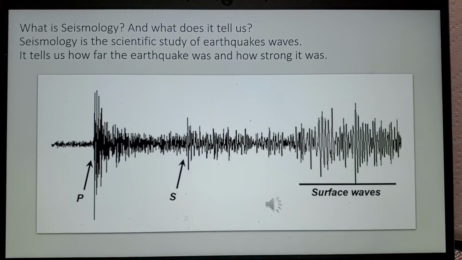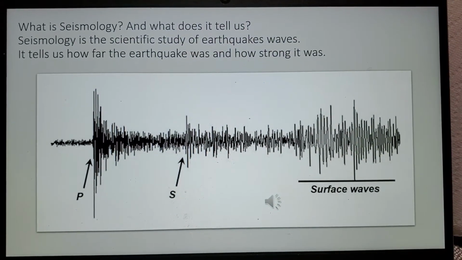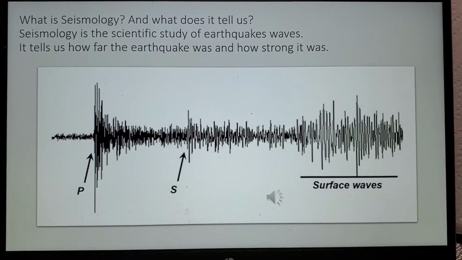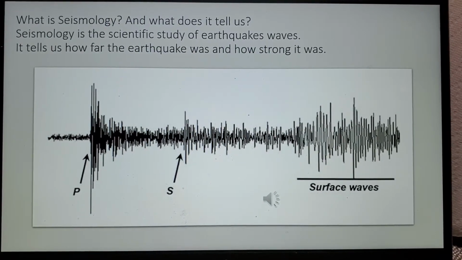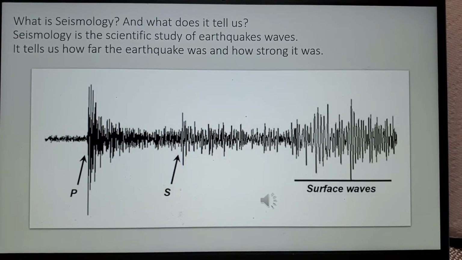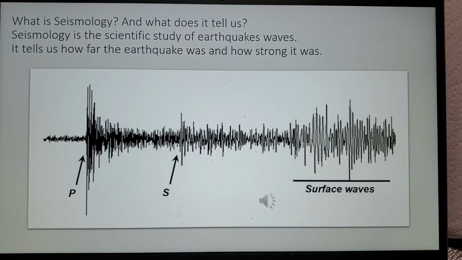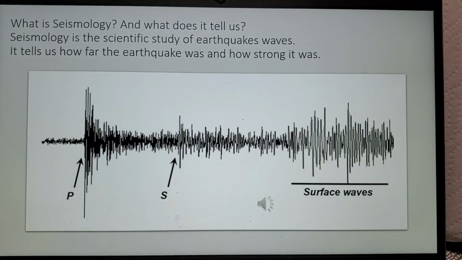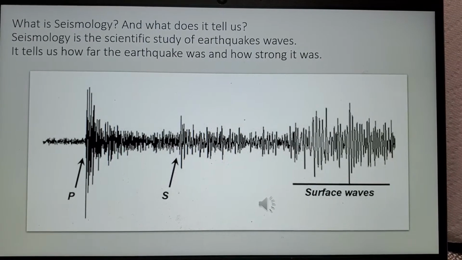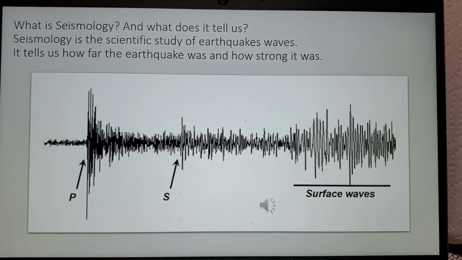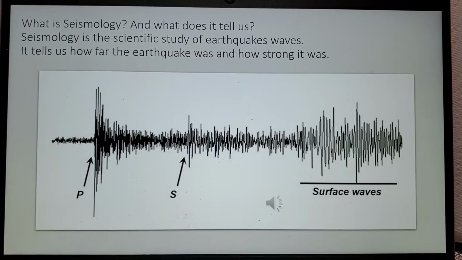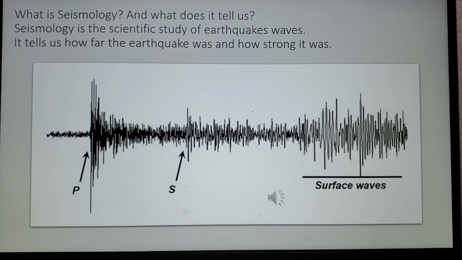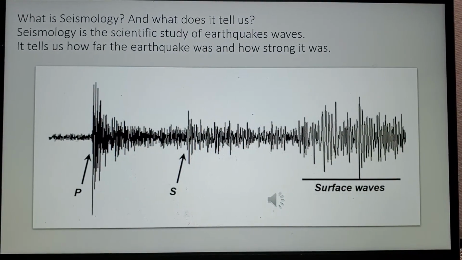What is seismology and what does it tell us? Seismology is a scientific study of earthquake waves. It tells us how far the earthquake was and how strong it was. Even though it does not tell exactly where the earthquake happened, it will record how many miles or kilometers away from that seismograph it was.